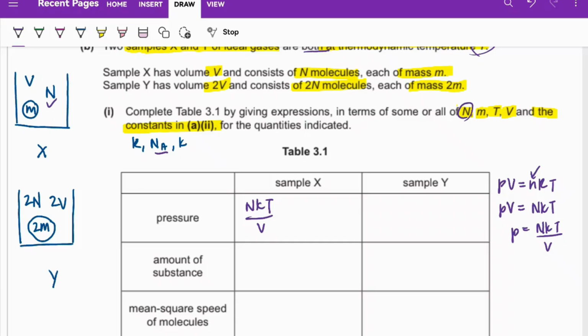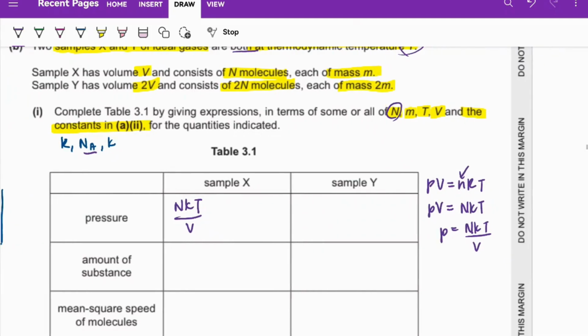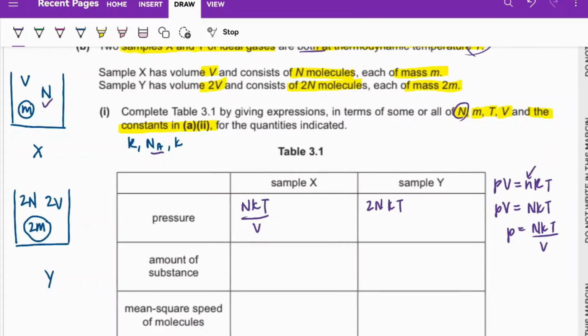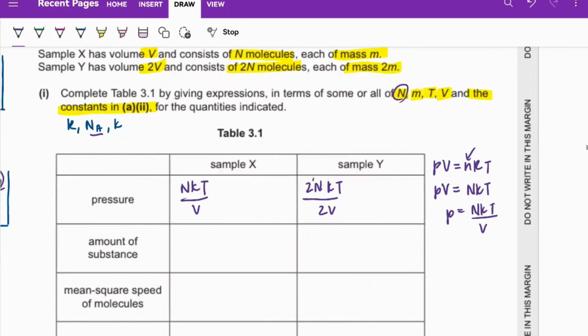Sample Y, we have 2N molecules. We have k, we have T, over what's the volume? The volume is 2V. You can cut the 2 off, which is basically NkT over V. Yes. Conclusion, X and Y both have the same pressure.